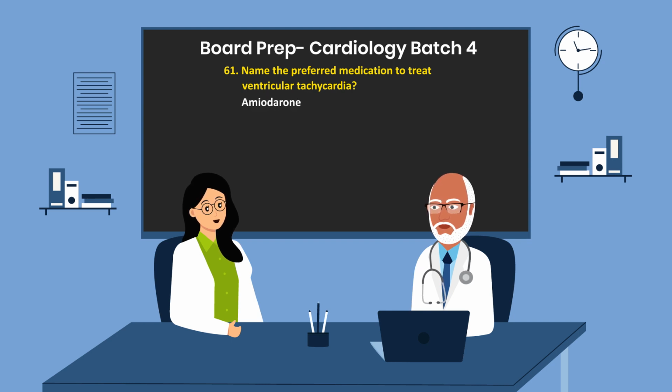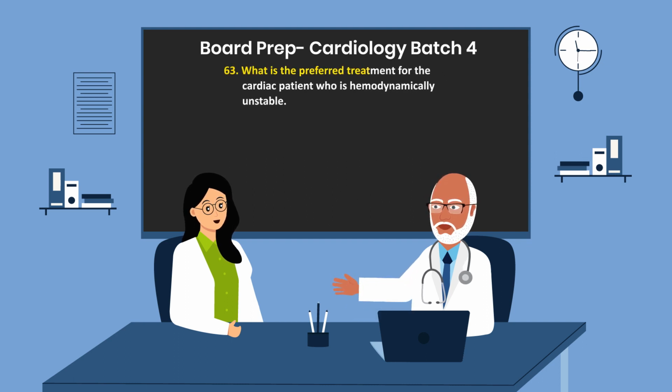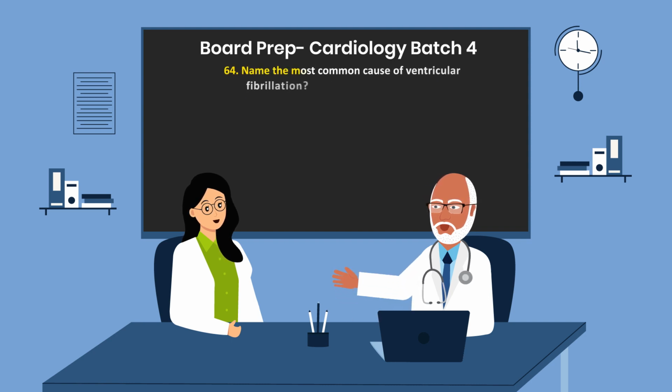Amiodarone. Name the preferred medication to treat supraventricular tachycardia. Adenosine. What is the preferred treatment for the cardiac patient who is hemodynamically unstable? Synchronized cardioversion. Name the most common cause of ventricular fibrillation.